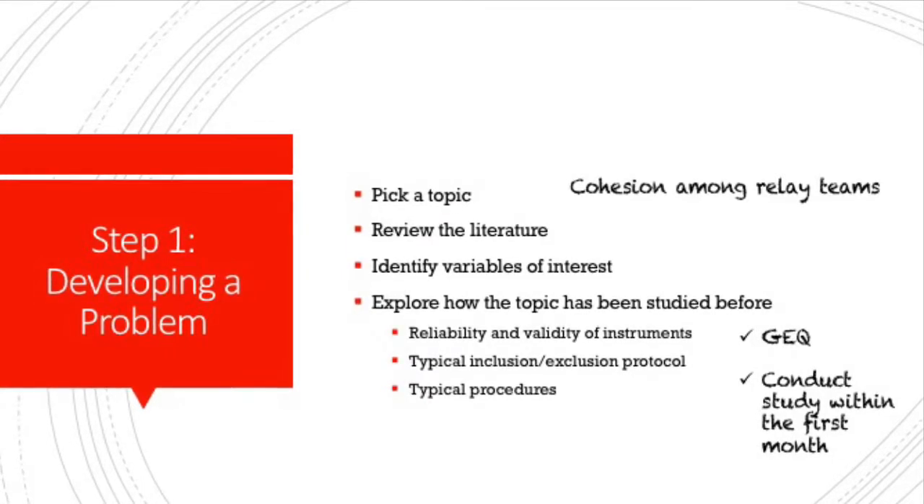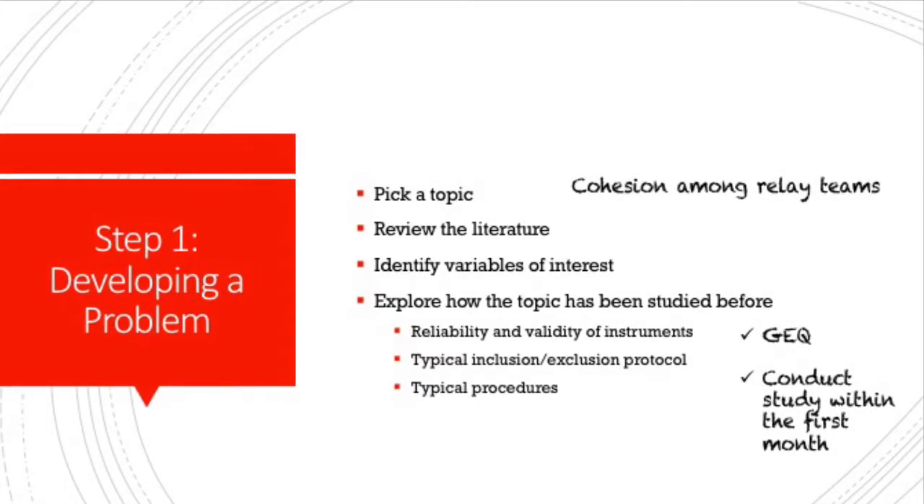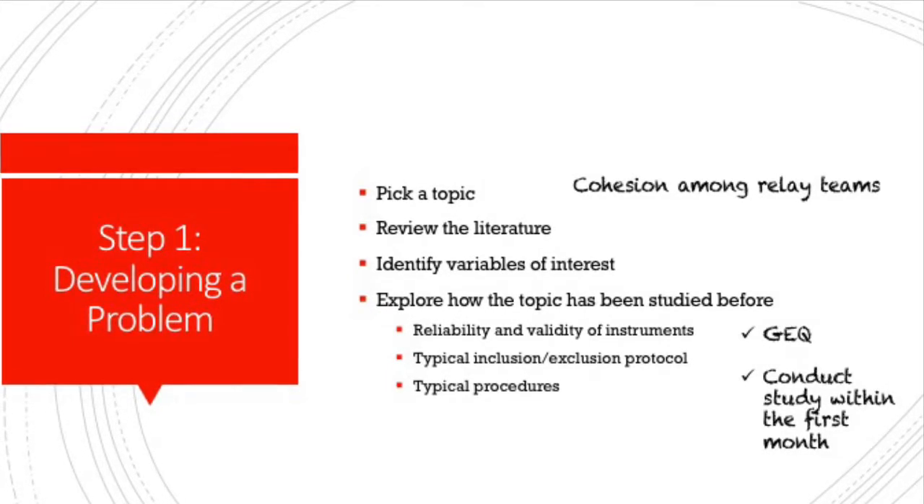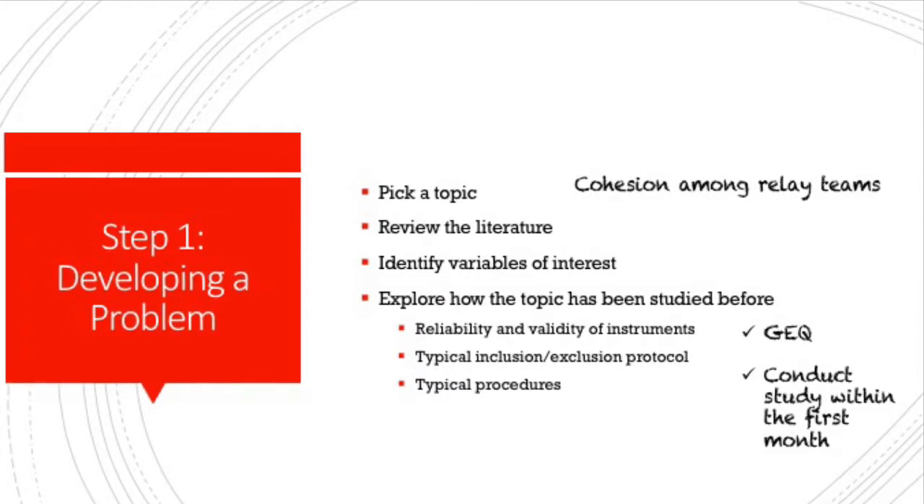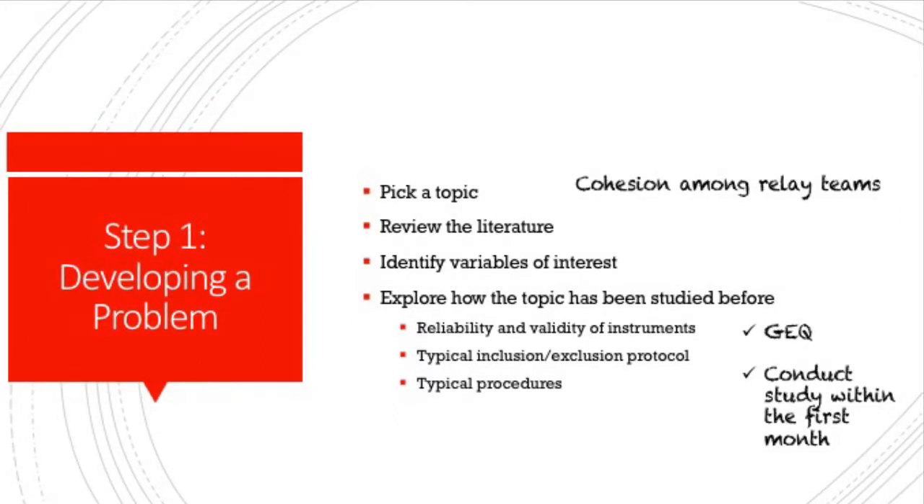So I'm going to look at the Group Environment Questionnaire, which is the gold standard for measuring team cohesion. I'll look up typical inclusion-exclusion protocol for subjects. I might look up what procedures have been done in the past. How have people done this correctly? So with cohesion, you don't actually want to study it past the first month of a season because otherwise performance is too important. I wouldn't know that unless I looked at how it's been done before.